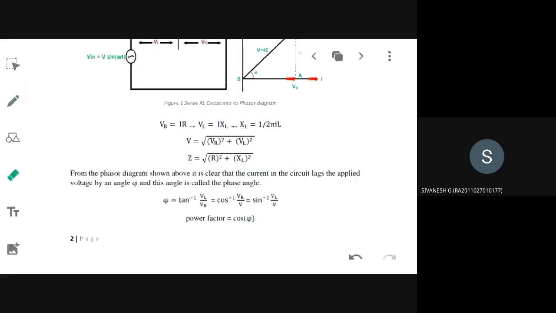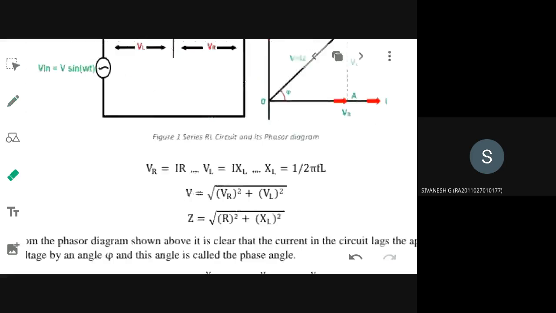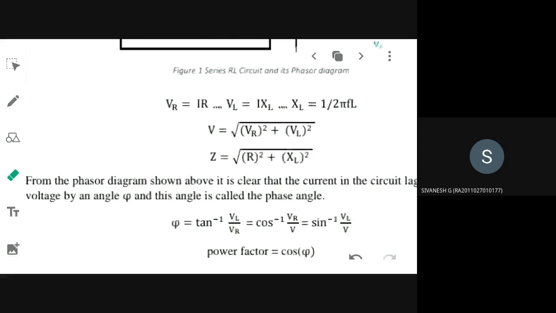So what are the formulas that you are supposed to remember? Whenever it comes to a series RL circuit, the formula for VR you need to remember, given by IR. Then what is the voltage across the resistance?